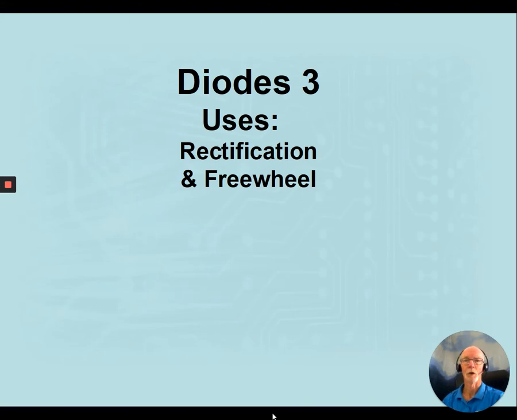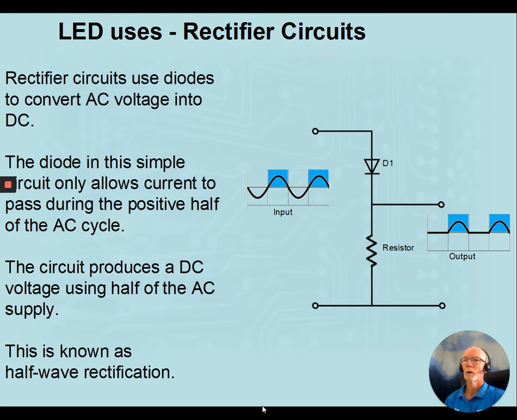In this video we'll be looking at a couple of uses of diodes. The first use, and probably the main use that diodes are put to, is for rectification, or changing AC to DC. If we put one diode in a circuit with a load resistor, so current can only flow in this one direction, we put AC into the circuit.